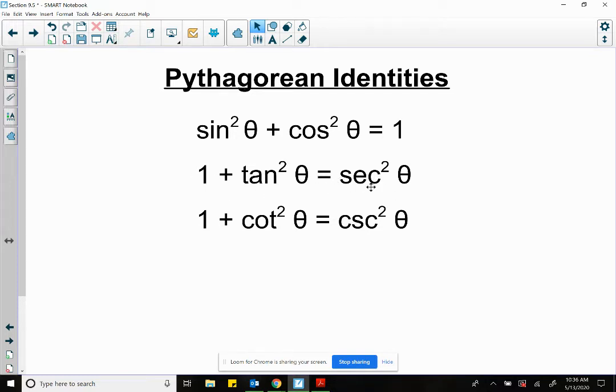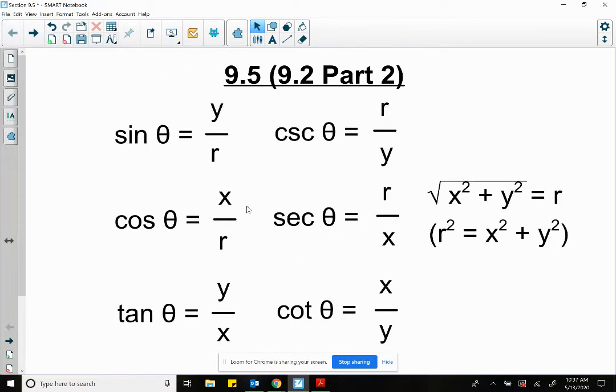You could say that tangent squared equals secant squared minus 1 by moving the 1 over to the other side. So any combinations of manipulations here are also true. Okay? So these are going to be the basic ideas we use in 9.5. Okay? Along with these as well.